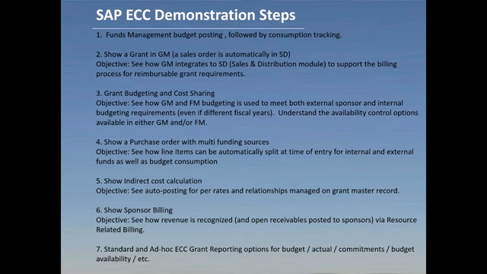I will show a purchase order with multi-funding sources, and this will just see how a line item can be automatically split at the time the user enters the purchase order or internal order, and it does it for internal and external funds as well as tracking against your budget consumption. We'll show indirect cost calculation, so we'll see an auto posting per rates and relationships managed on our Grant Master record. We'll show sponsor billing, see how revenue is recognized, and open receivables posted to sponsors via resource-related billing. And then finally, we'll finish off by looking at some ECC grants reporting with a couple of standard grants reports that we like to offer as great reports for clients.